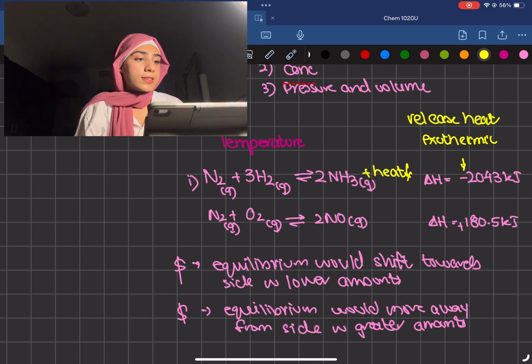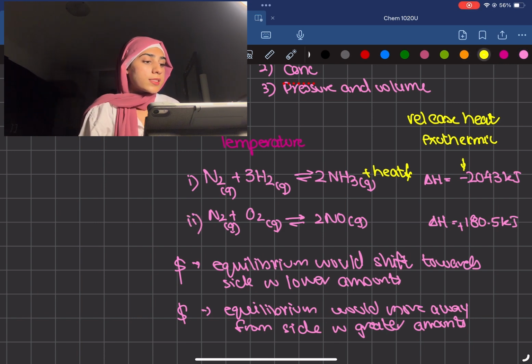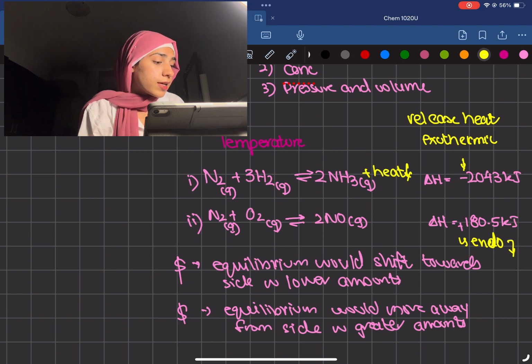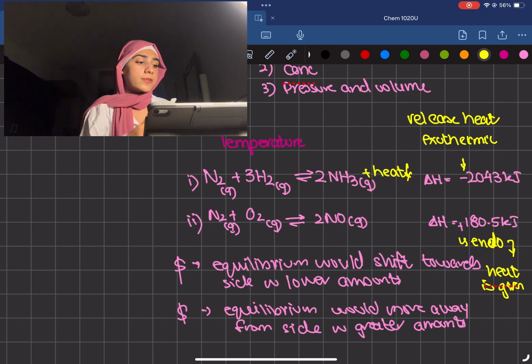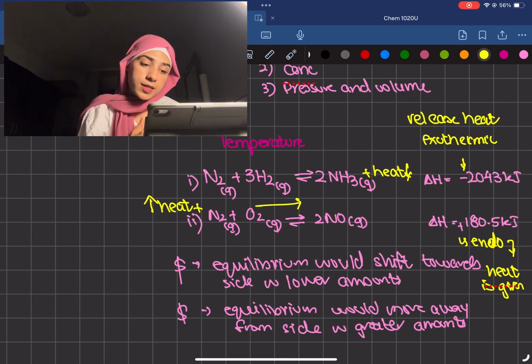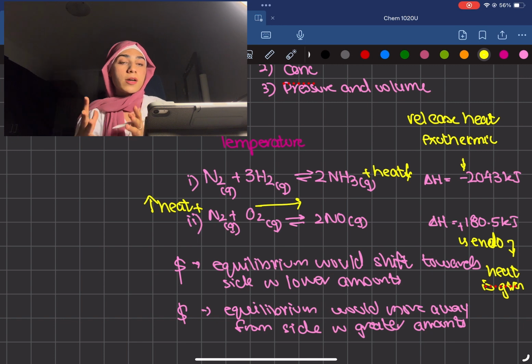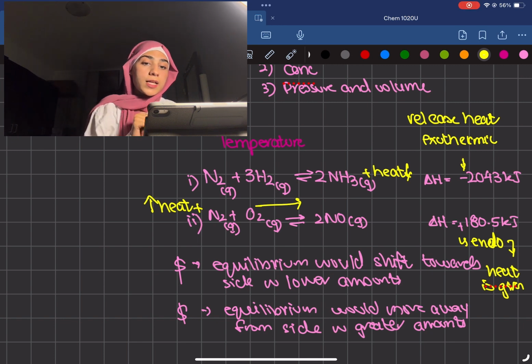But if you look at the second equation here, this reaction is endothermic. How do I know it's endothermic? Because it has a positive delta H. Now, for endothermic reactions, heat is taken in, right? So that means that it's on the reactant side. So if I were to increase the amount of heat here, now my reaction would move forward because I have more of something on my reactant side.